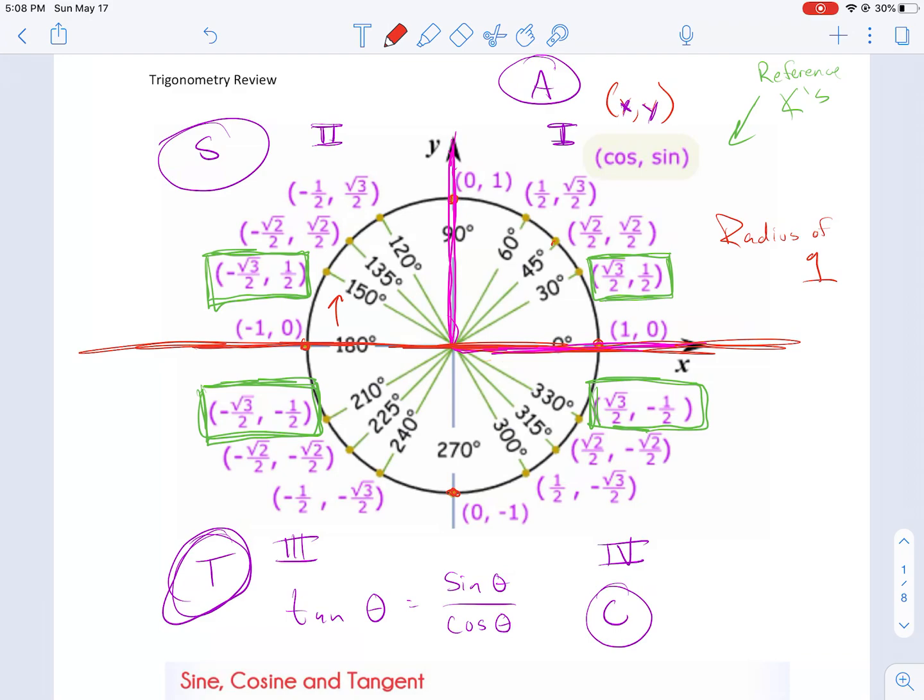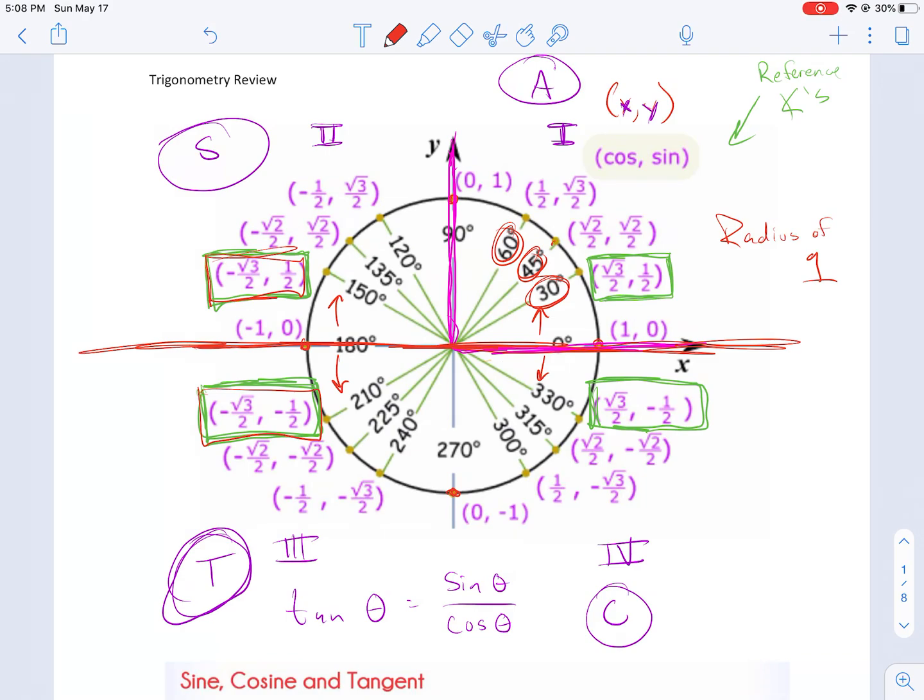So if you notice, 150 is 30 degrees up from our x-axis. 210 is 30 degrees down from our x-axis. And the same thing over here. 30 degrees is 30 degrees up from that part, and 330 is 30 degrees down from that part. They call 30 degrees, 45 degrees, and 60 degrees reference angles because if you memorize these, then you can come up with these other measures, or these other points along our unit circle.